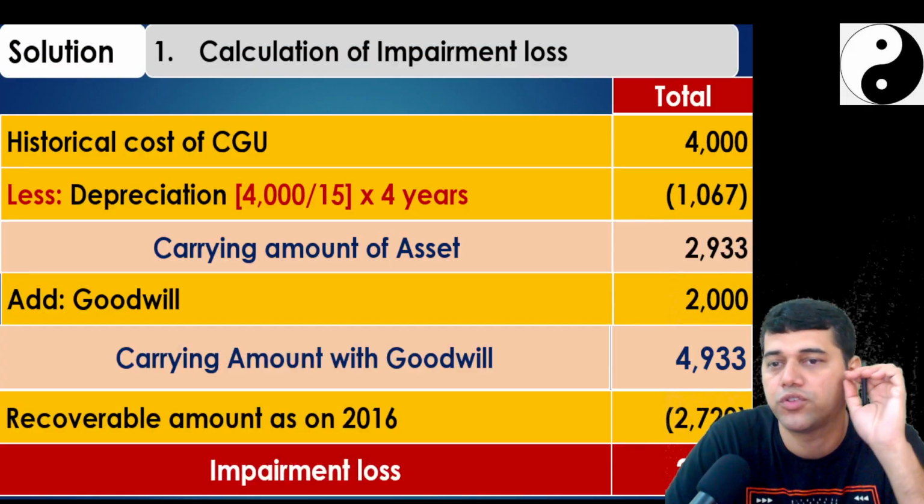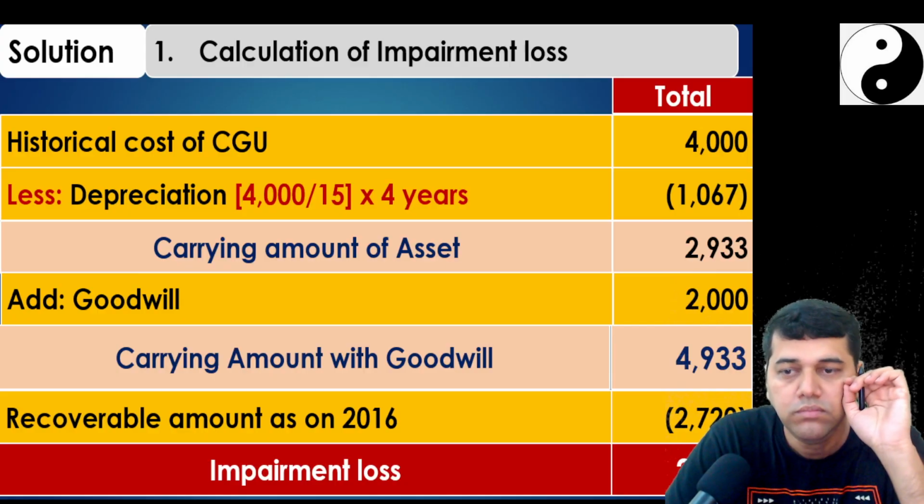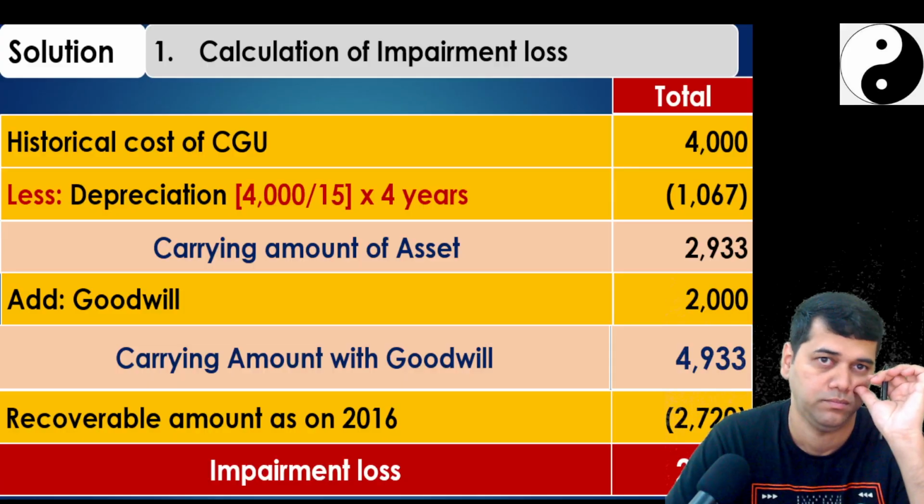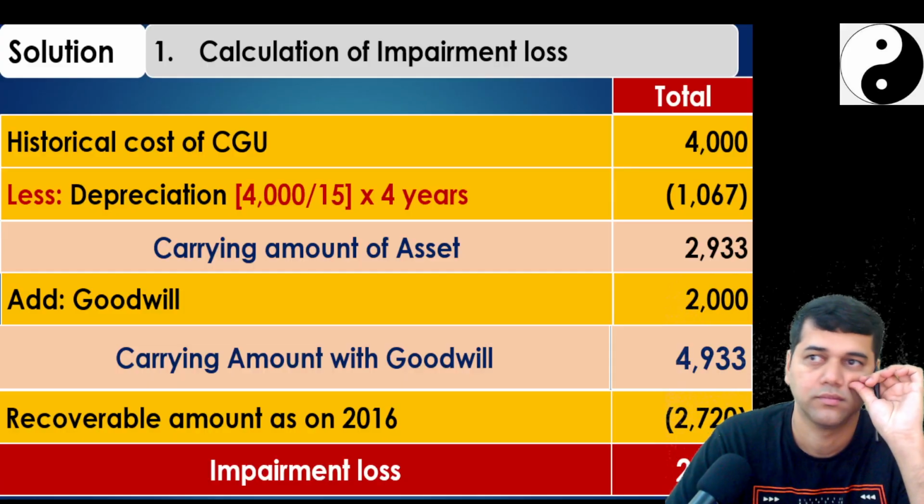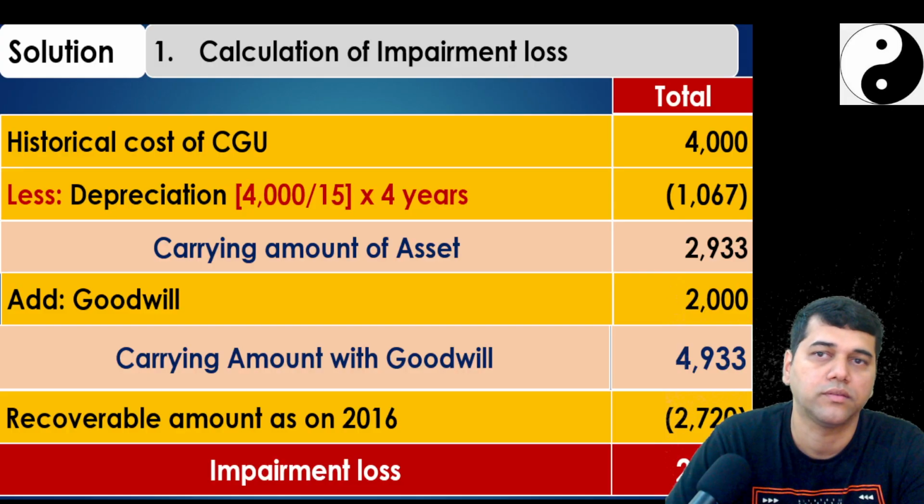Historical cost 4,000, depreciation you charged for 4 years, book value you got, added goodwill, carrying amount with the goodwill. So impairment loss is 2213. Are there any mistakes here? Perfect? Everyone perfect? Yes, I can proceed further.